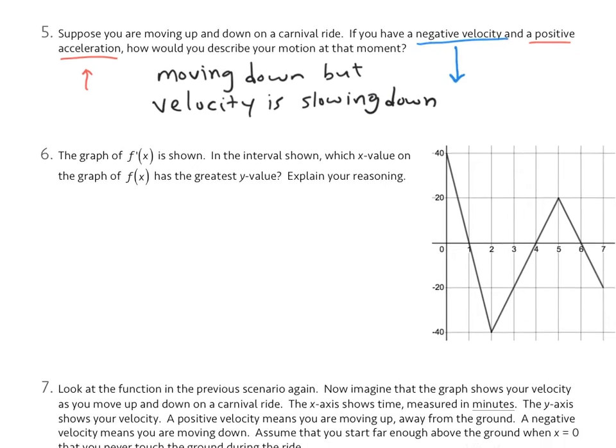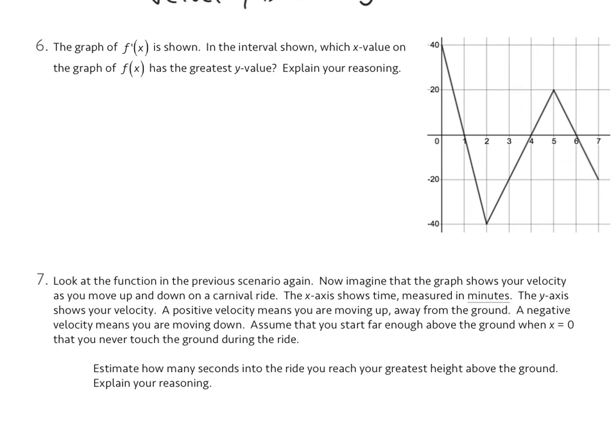In number 6, I'm giving you a graph of the derivative, and I want you to decide where the original function has its greatest y value in this interval. At what x value does the graph of f of x have the greatest y value? To do this, you have to remember that the derivative tells you the slope of the original function. In this region, the derivative is showing that the original function is increasing. Then the original function is decreasing, still decreasing, then it's increasing and decreasing again. This increasing part and this decreasing part match up and basically cancel each other out.